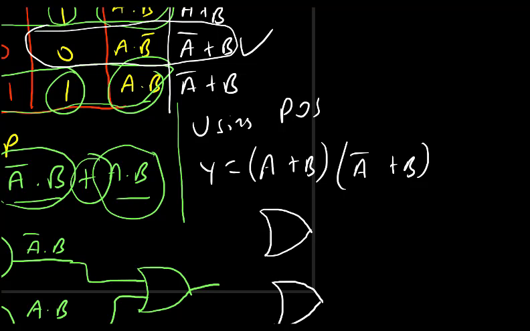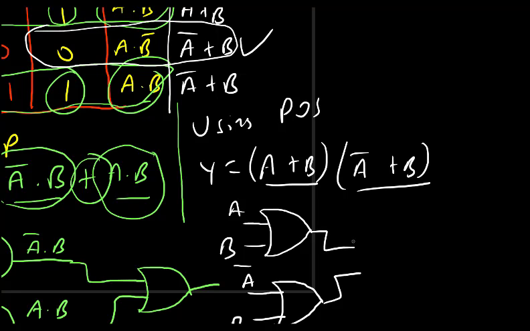So this is the sum. The first sum is, this is A, this is B. So this one for A, B, and then this one. So here we have A bar, and here we have B, okay, and they should be ANDed because this is the dot here. So this is what we get, okay. So this is how it works, okay.